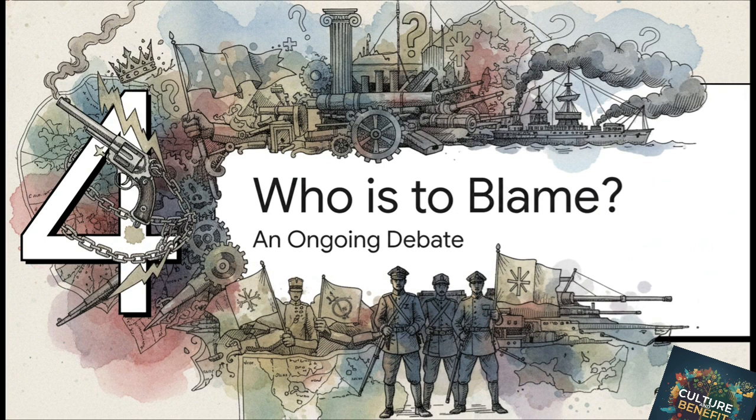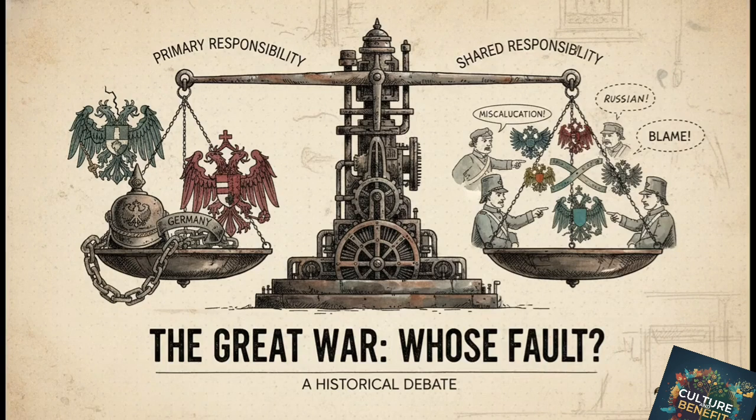Okay, so after all that, the spark, the alliances, the arms race, the clashing empires, who's actually to blame? You know, this is still one of the most fiercely debated questions in all of history. It really boils down to two main camps. One side puts most of the blame on Germany and Austria-Hungary, arguing they were the aggressors who either wanted a war or were just incredibly reckless. The other side argues for shared responsibility. They say, look, every single major power, Russia, France, Serbia, Britain, made terrible decisions and miscalculations that helped push Europe over the edge. The real truth is probably somewhere in that complicated middle.